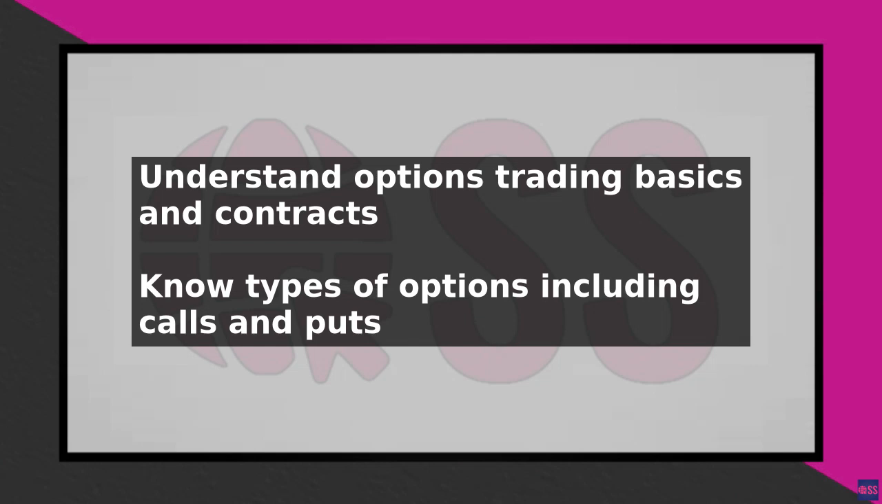First, it is essential to understand the basics of options trading. Options are contracts that give the buyer the right, but not the obligation, to buy or sell an underlying asset at a predetermined price on or before a certain date. There are two types of options: calls and puts. Calls give the buyer the right to buy the asset, while puts give the buyer the right to sell the asset.